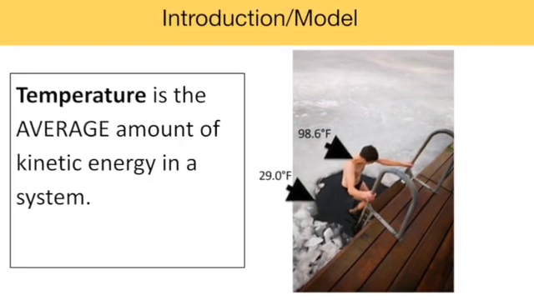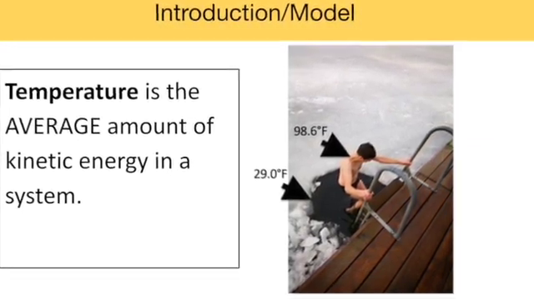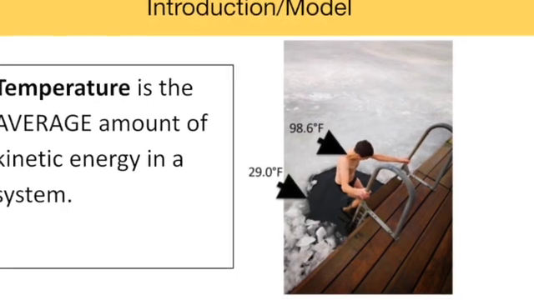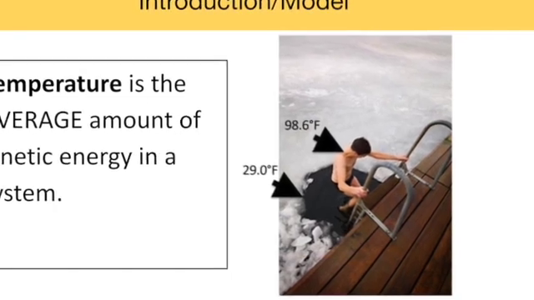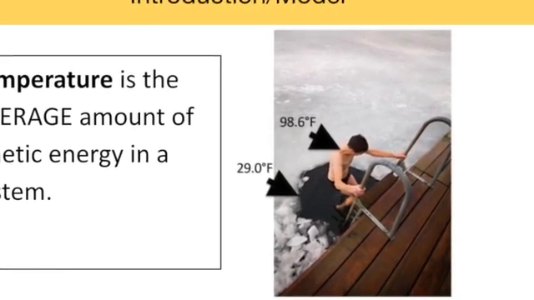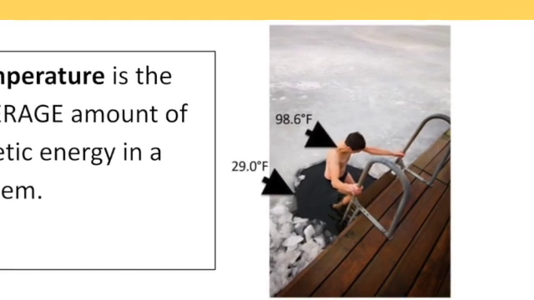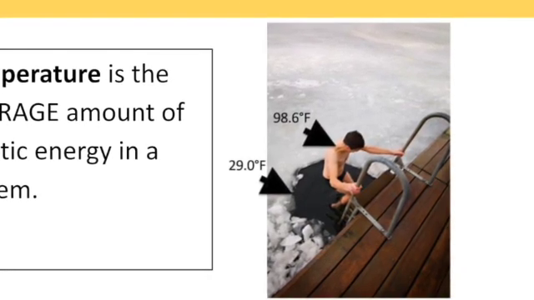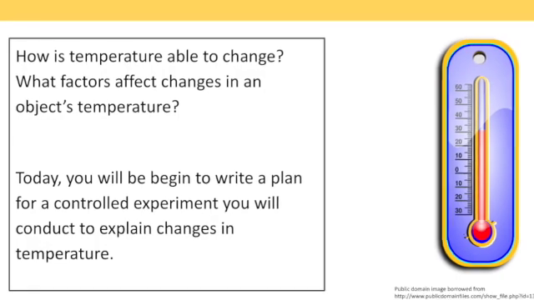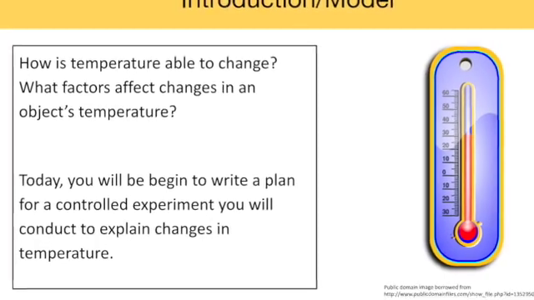In this photo, the temperature of the water is much lower than the temperature of the person because the particles that make up the person have more energy on average than the water's particles. Be on the lookout for students who confuse temperature with heat or thermal energy. Introduce students to the planning phase of their controlled experiments.